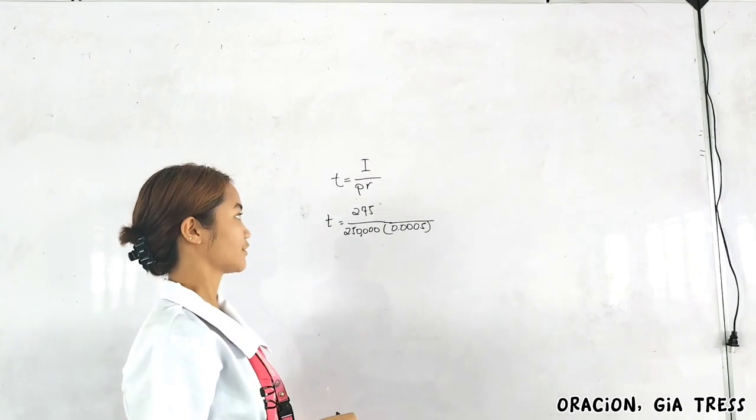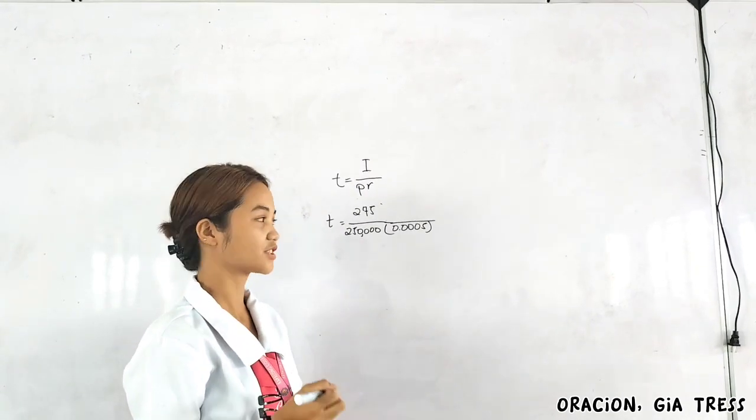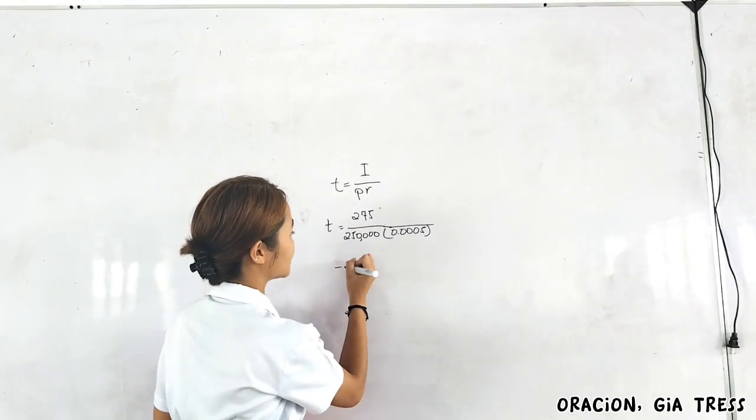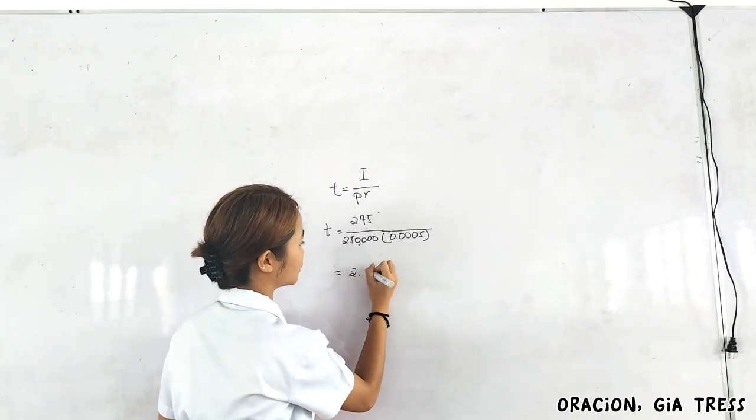So, 275 divided by 250,000 times 0.005 is equal to 2.2 years.